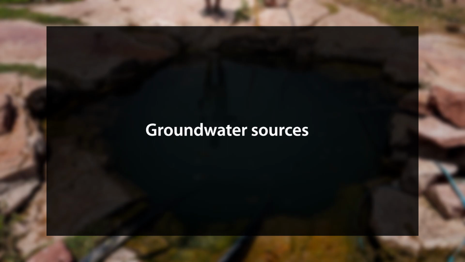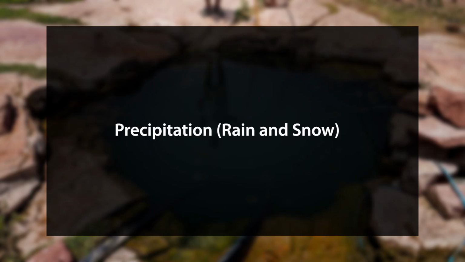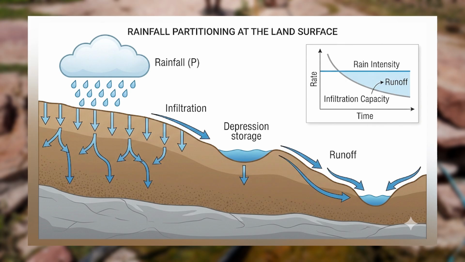Now let us discuss the groundwater sources. There are specific mechanisms and pathways by which nature replenishes the subsurface water supply. We can categorize these natural sources into three main groups: direct precipitation, surface water bodies, and subsurface leakage. So far as precipitation is concerned, while we can discuss rain and snow, the most direct source of recharge is precipitation. This includes infiltrating rainfall and snowmelt.